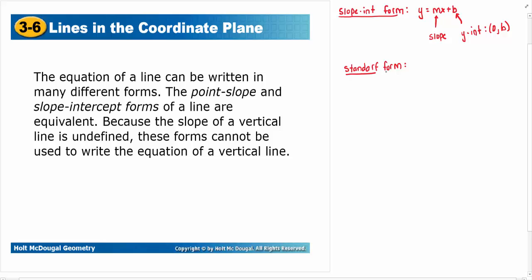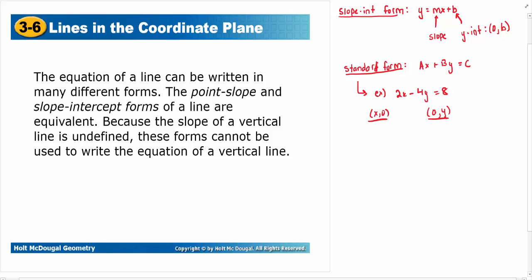And standard, it's supposed to be a D, it's an ugly D. Standard form is Ax plus By equals C. And this is really good for finding the x and y intercepts of a line. I'll give you a quick example since we really don't do much of it in this lesson. If I had 2x minus 4y equals 8, this is really good at finding the x-intercept, which is x, 0, and the y-intercept, which is 0, y.